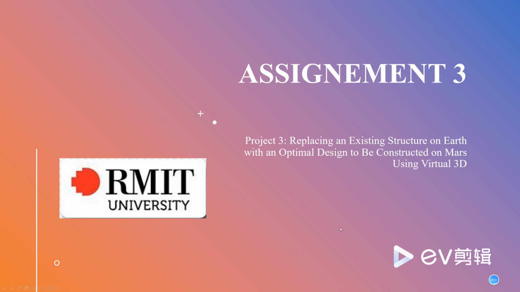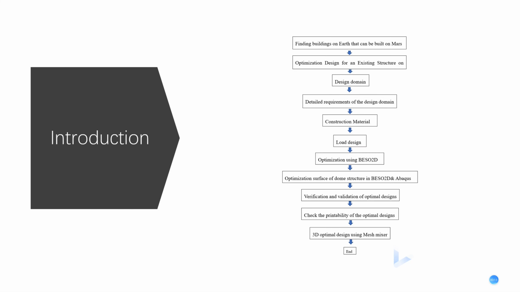This video is made for Project 3, replacing an existing structure on Earth with an optimal design to be constructed on Mars using virtual 3D. In this project, a team of 5 is formed to conduct the optimization of the dome-like structure on Earth and eventually fulfill the demand for a Mars colony. The design detail will be introduced shortly.